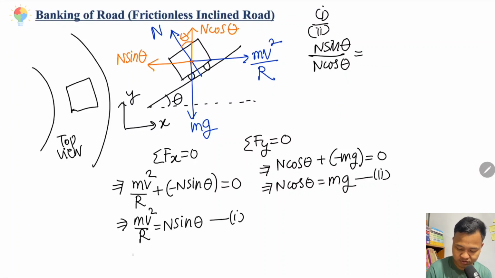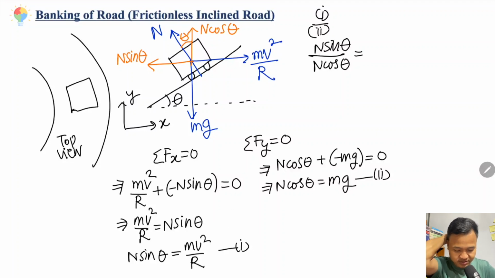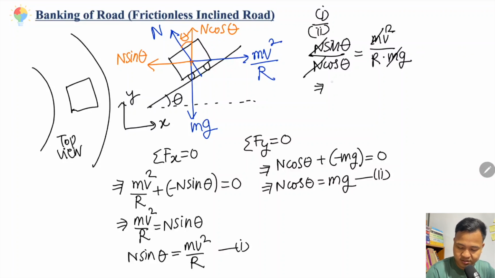So n sine theta is equals to mv square divided by r, equation number 1. Now the left hand side becomes sine divided by cos, but the right side is mv square divided by r divided by mz. So mz is here. So n gets cancelled out, and remaining, tan theta should be equals to v square divided by r into z.